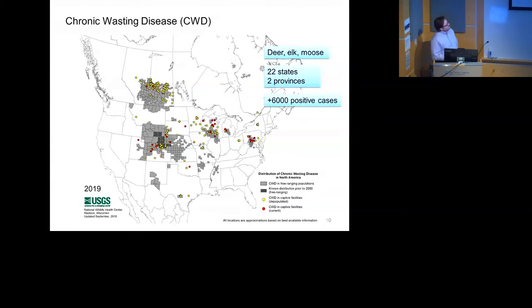In North America, there's a disease in deer, elk, and moose called chronic wasting disease. And so this has been spreading over the past few years, both in farmed and in wild populations. As far as I can tell, it hasn't entered into British Columbia yet. So that's something that we're watching for.